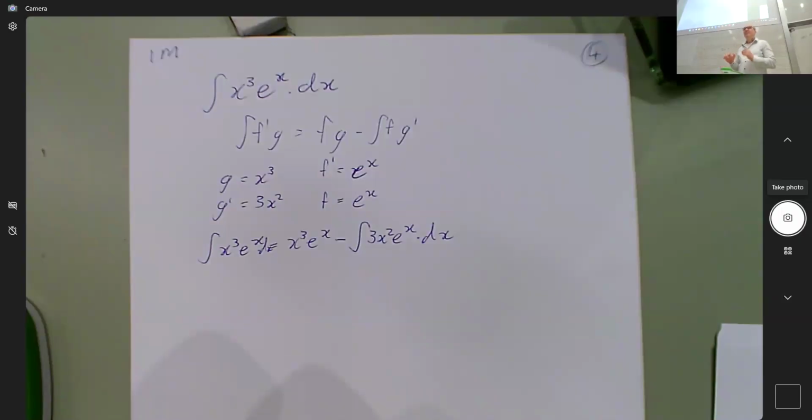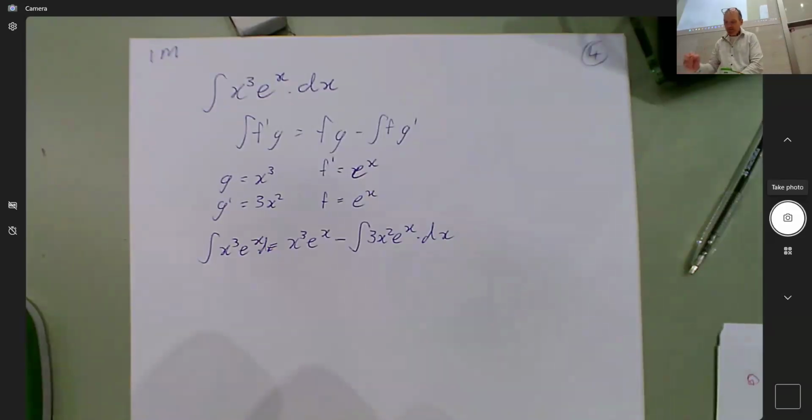Okay, now, you know how I said integration by parts doesn't solve the integral, it rewrites the integral. I've rewritten my integral as something a bit simpler. A bit simpler. Not a lot simpler yet.